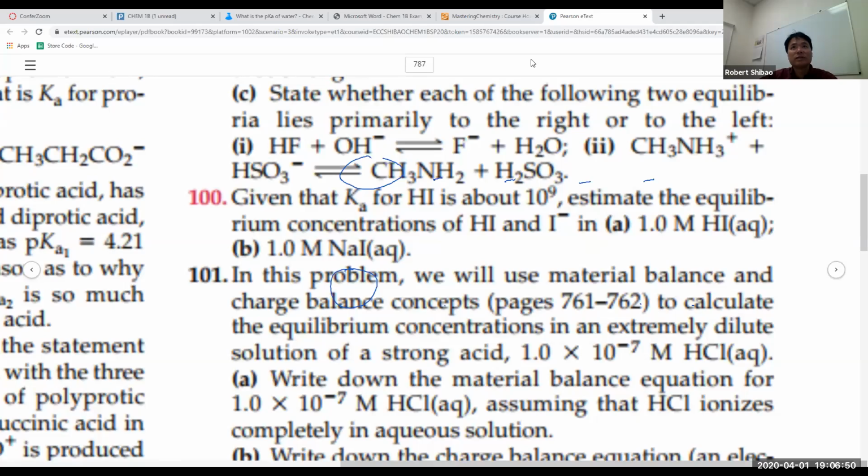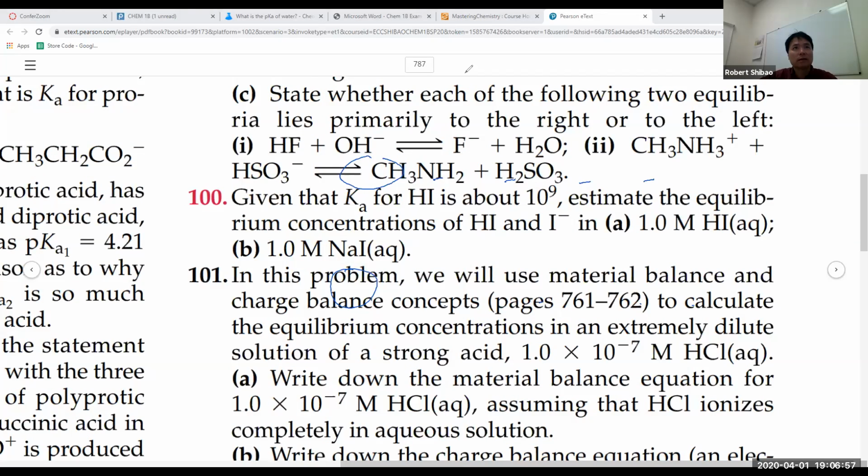There's another reason I assigned this problem. The other reason I assigned this problem is because this is how Visual MINTEQ does its calculation. Visual MINTEQ is this computer program, and it is going to solve the simultaneous equilibria using mass and charge balance. We're going to do a Visual MINTEQ lab.